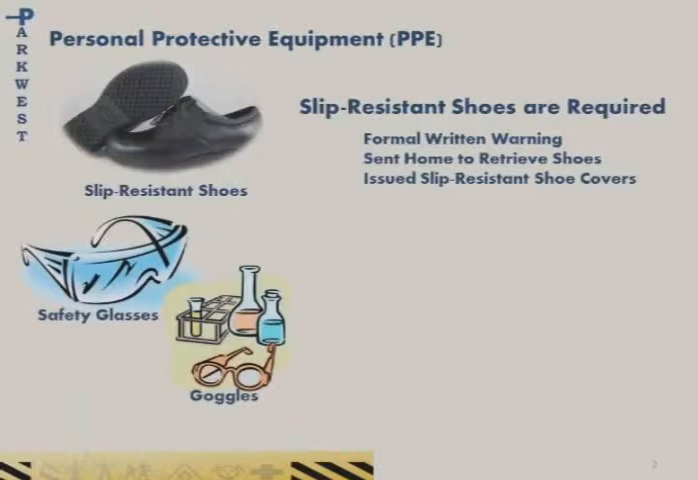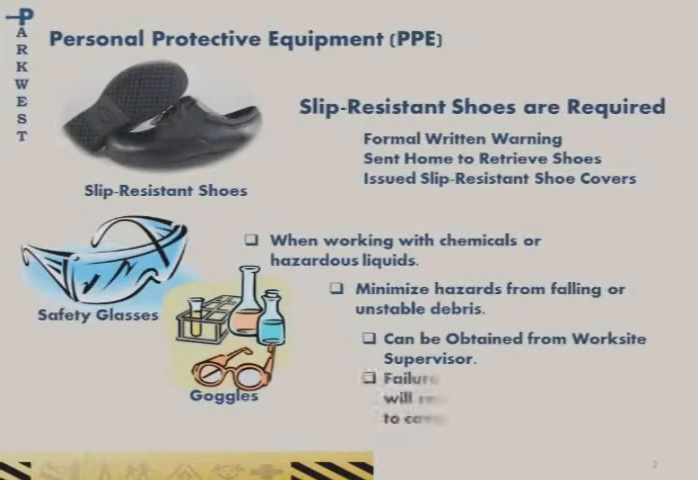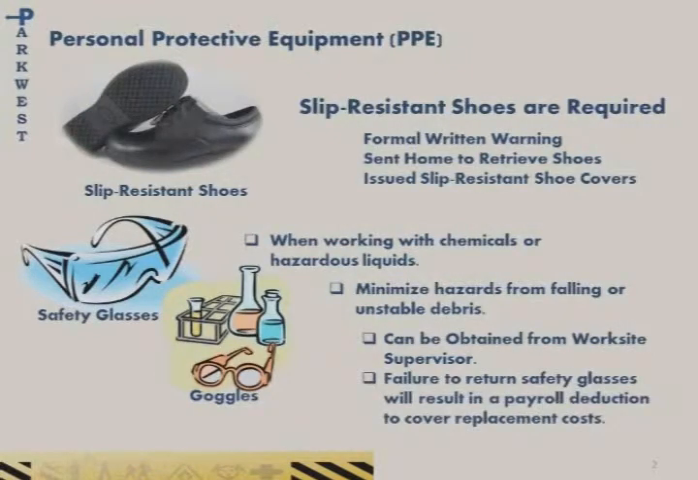Eye protection should be worn when working with chemicals or hazardous liquids and to minimize hazards from falling or unstable debris. Eye protection can be obtained from your worksite supervisor. Failure to return safety glasses will result in a payroll deduction to cover replacement costs.